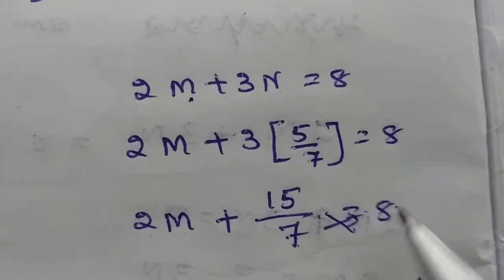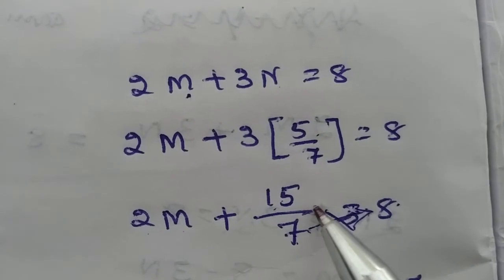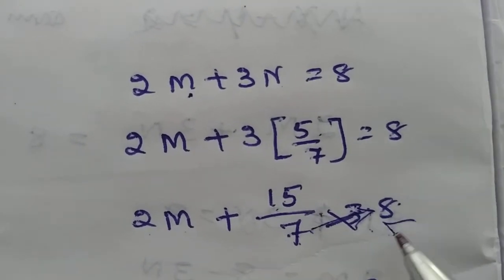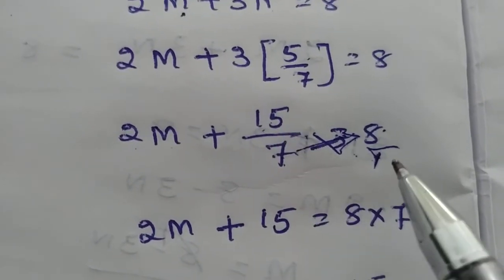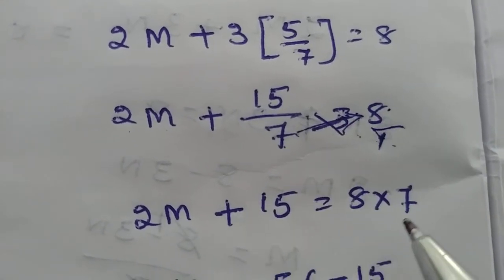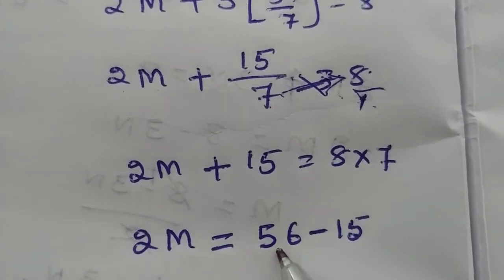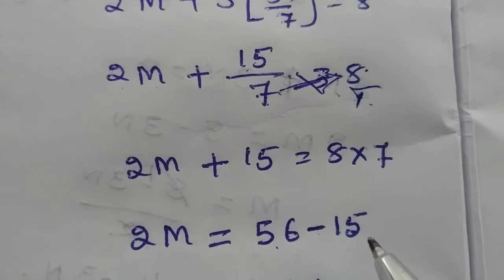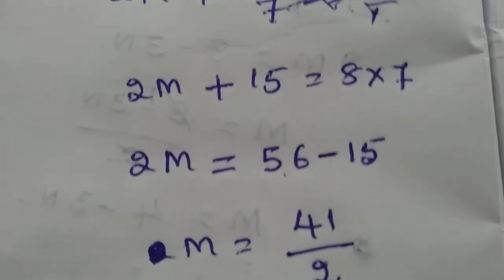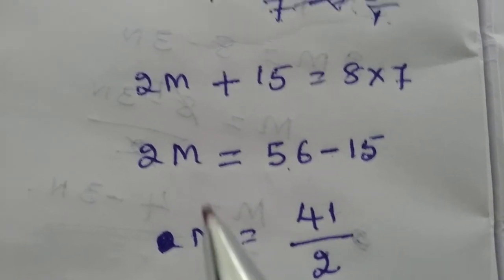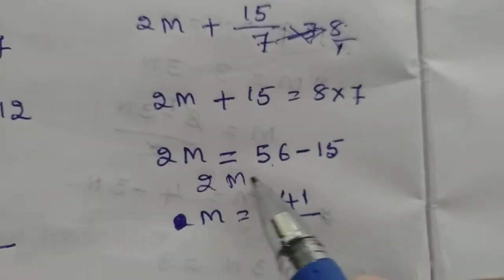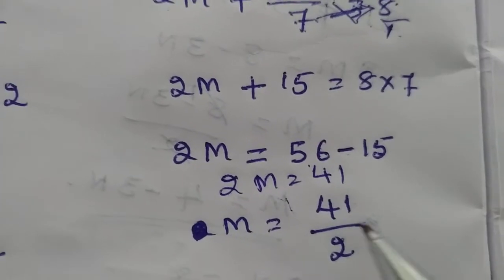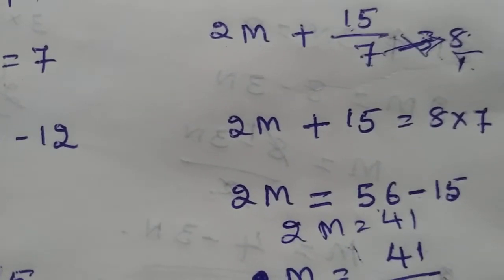What I did is, I put this 7 on that side by cross multiplying. Okay, we will take it as 1. So 1 into 15, 15 stays the same. So 2m plus 15 into 1, 15, is equal to 8 into 7. 2m, we will take the 15 to that side. 8 sevens are 56. Plus 15 on this side becomes minus 15. Then 2m is equal to 41. We'll write down here 2m is equal to 41. Therefore m is equal to 41 over 2.